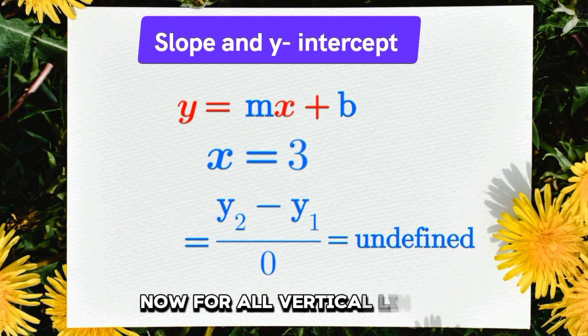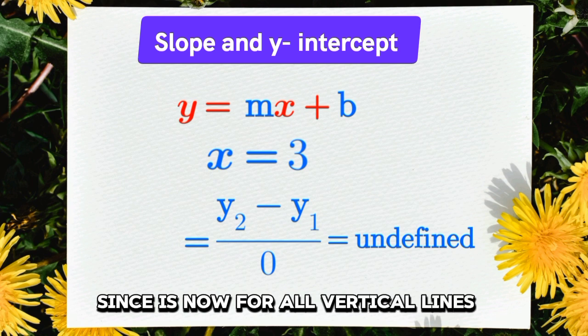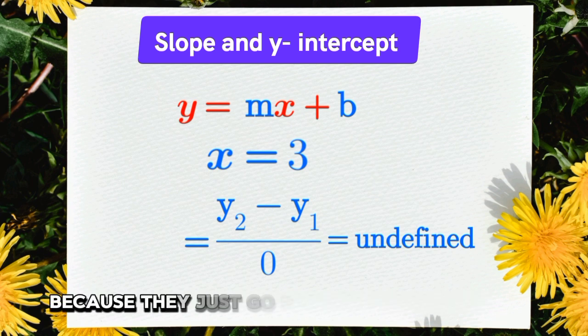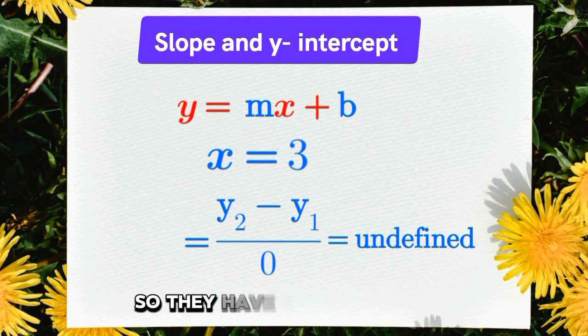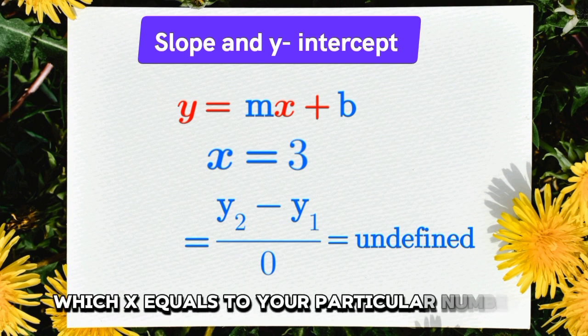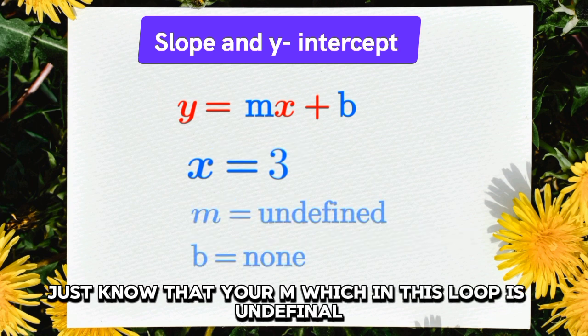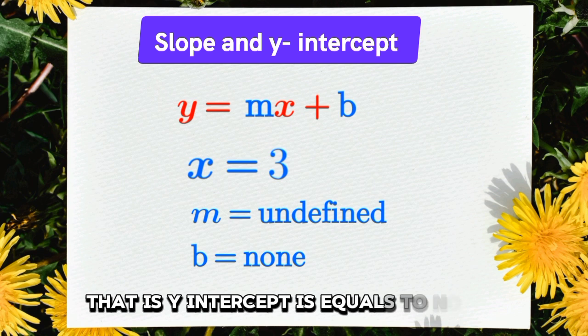Now, for all vertical lines, they all have no y-intercept because they just run parallel to the y-axis. So they have no y-intercept. So if you are given any equation with x equals a particular number, just know that your m, which is the slope, is undefined, and the y-intercept is equal to none.